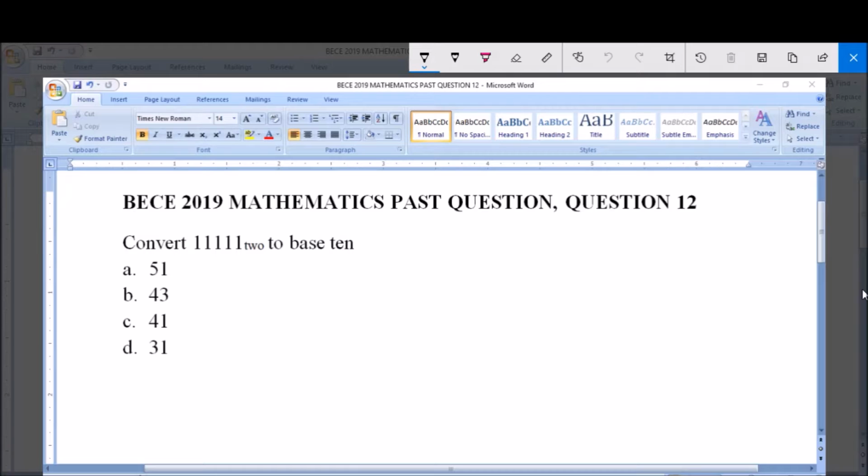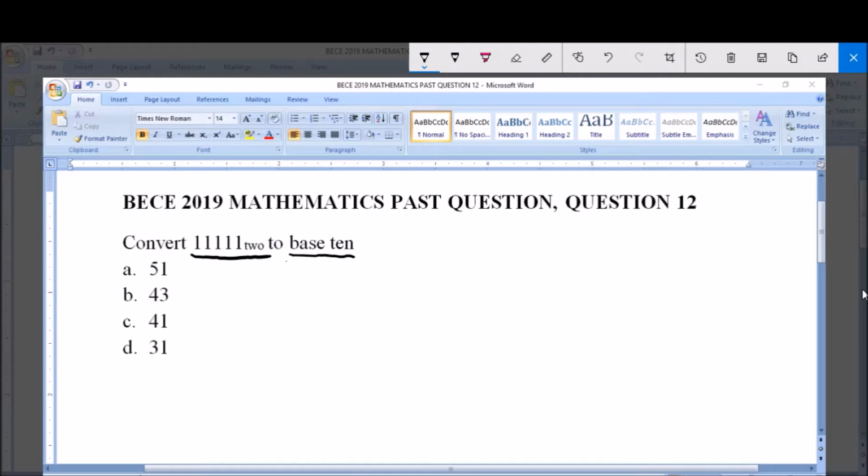Now this number is given to us in base 2, and like we know, we have various bases in mathematics, and these bases are convertible. That is, you can convert numbers from one base to the other base. This number is presented to us in base 2, and we're to convert it to base 10. So how do we convert this to base 10?